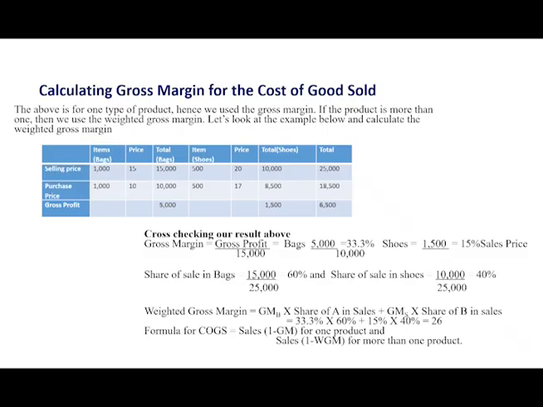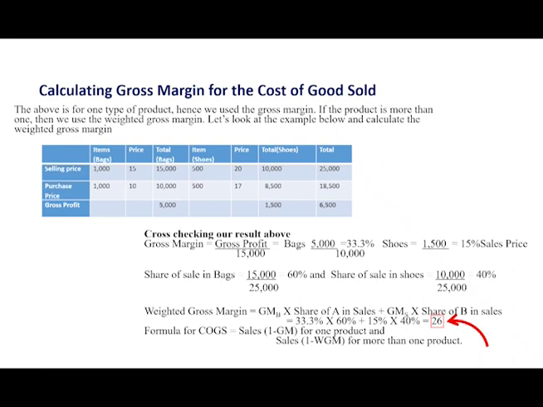The final calculation for the weighted gross margin comes with adding our gross margin of bags multiplied by share of A in sales, plus gross margin of shoes multiplied by share of B in sales. Adding all these figures together, we get 26%. Using the formula for cost of goods sold, we have sales multiplied by 1 minus gross margin in bracket for one product, and sales multiplied by 1 minus weighted gross margin in bracket for more than one product.